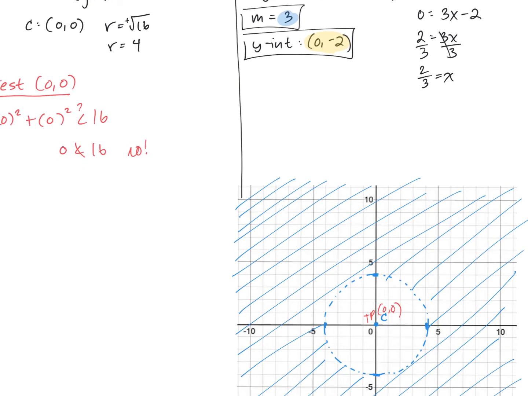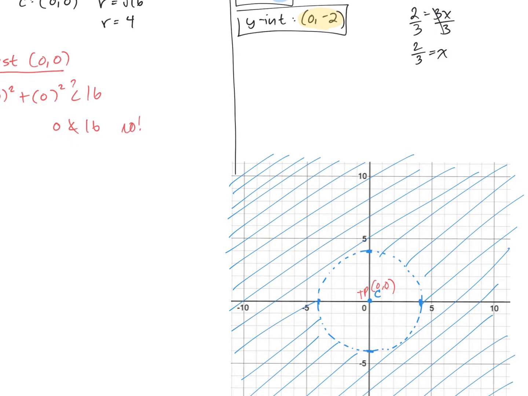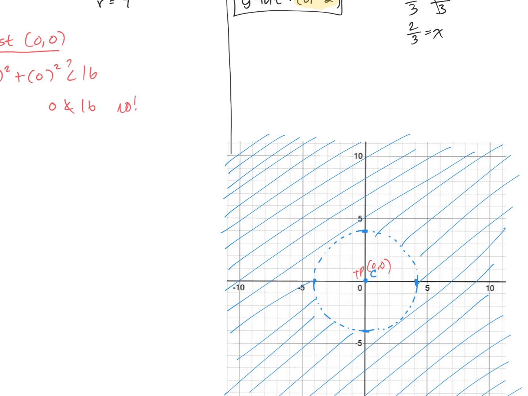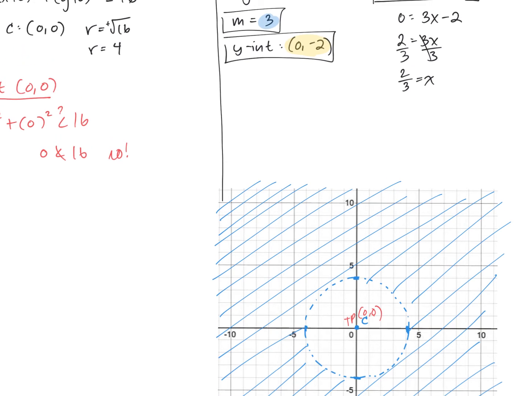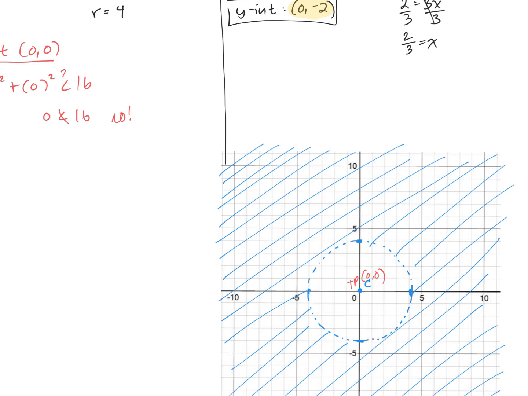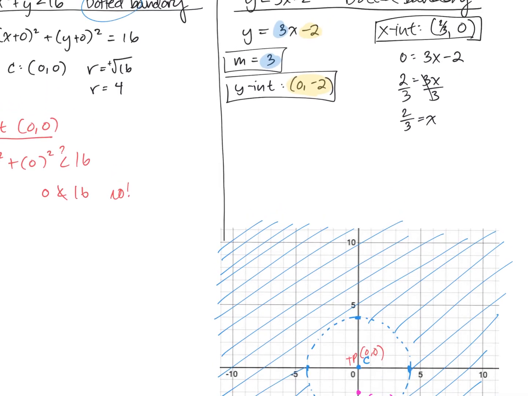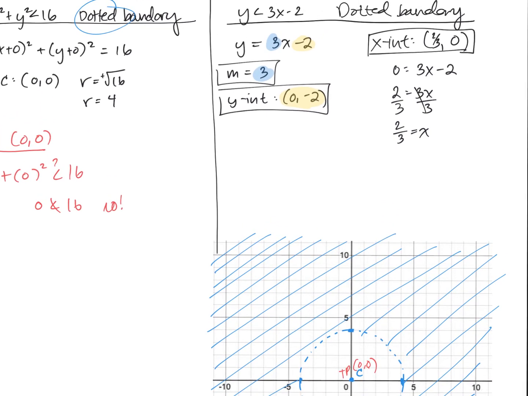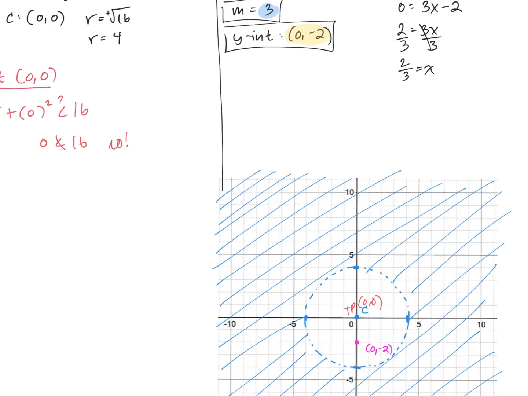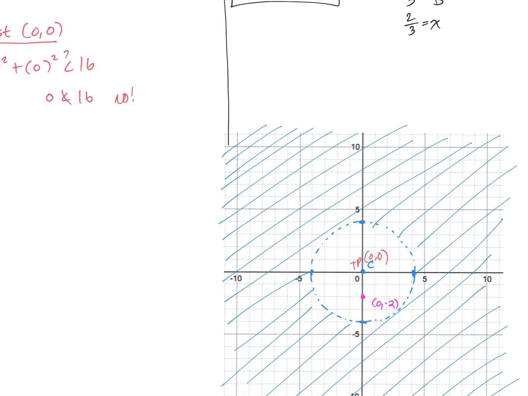M is 3. What color do you think I'm going to pick? I shall pick hot pink. Bet you didn't see that coming. All right, so we're going with hot pink. Y-intercept, (0, -2). That's nice and bright. And then slope of 3. We can't graph that yet. X-intercept, (2/3, 0). So about there.